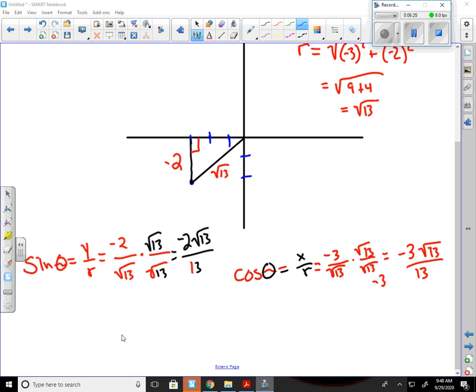And lastly, I have tangent. Tangent is just y over x. Sorry. So that would be negative 2 over negative 3, which is just 2 over 3. And that's my final answer. So I found the sine, cosine, and tangent.